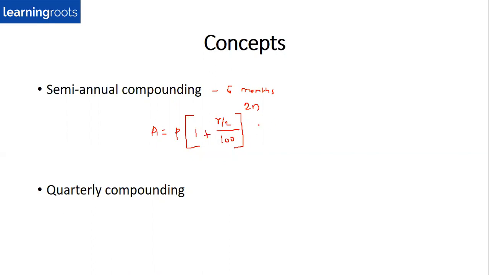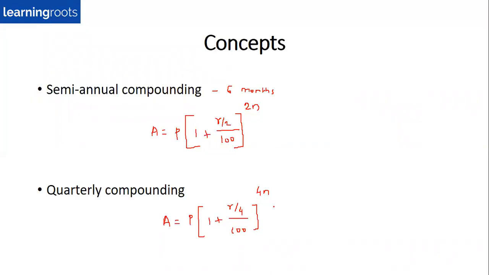N will double. In case of quarterly compounding, 1 year is divided into 4 quarters, which means compounding will happen at the end of every 3 months. So every quarter you will compound and calculate interest. So this will be R divided by 4 upon 100 raised to 4n. The time frame will become 4 times now.